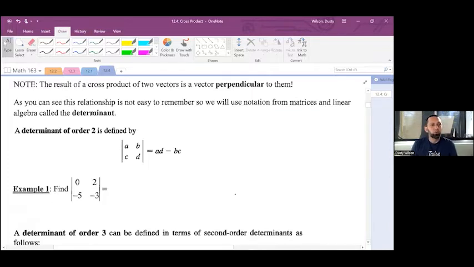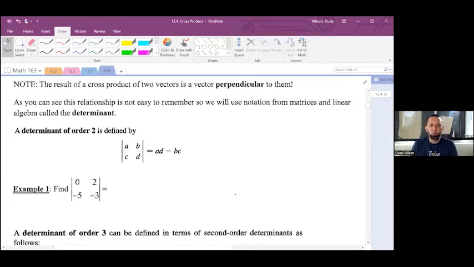So note, the result of a cross product of 2 vectors is a vector perpendicular to both of the vectors you started with. As you can see, this relationship is not easy to remember, and so we will use the notation from matrices in linear algebra called the determinant. Interestingly enough, this is the second time we've used linear algebra style approaches in this class. We previously used them to solve systems of equations. Now we're using the determinant.